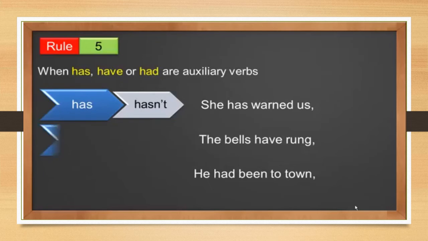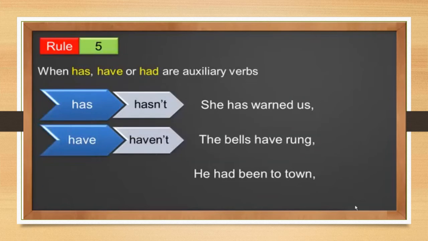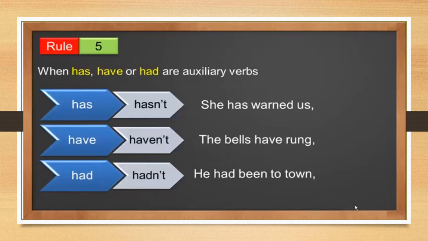Has becomes hasn't, have becomes haven't, and had becomes hadn't, like in rule number 1. She has warned us, hasn't she? The bells have rung, haven't they? He had been to town, hadn't he?